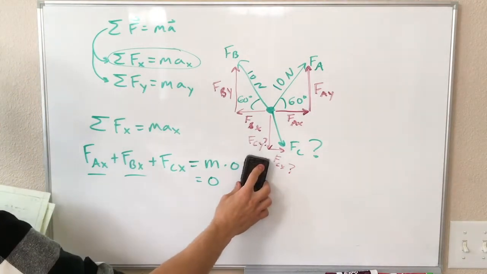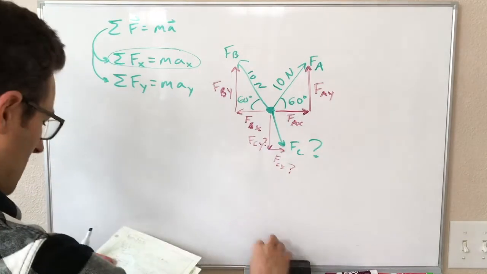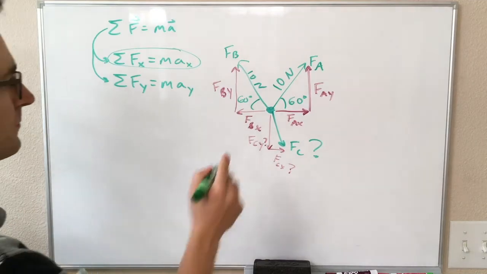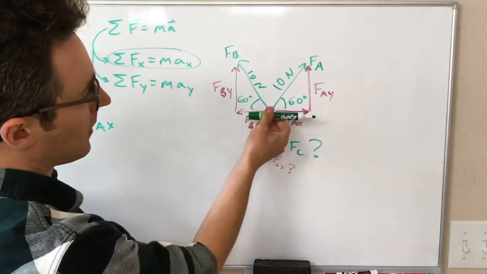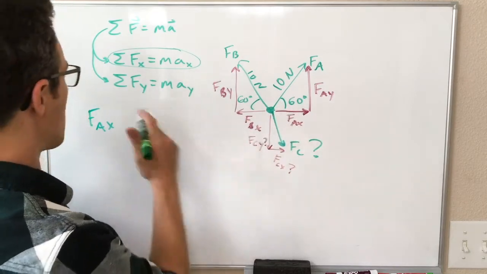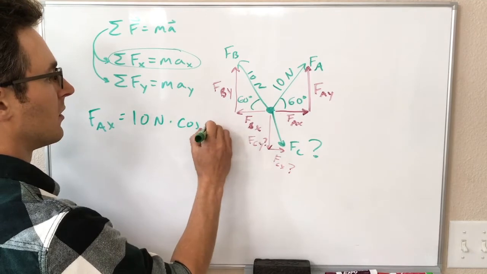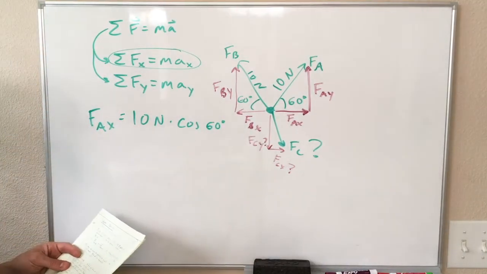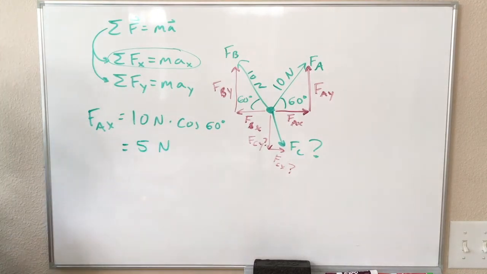All right, so I'll erase this, although we're just going to do that again in a second, because I want to write down what our components are. So FAX, that is adjacent to our 60 degrees, so that is going to be 10 newtons times the cosine of 60 degrees. The cosine of 60, of course, is 1/2, so this just gives me a force of 5 newtons.